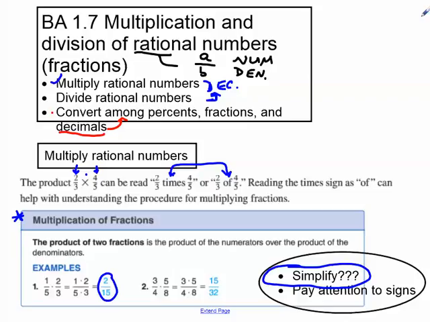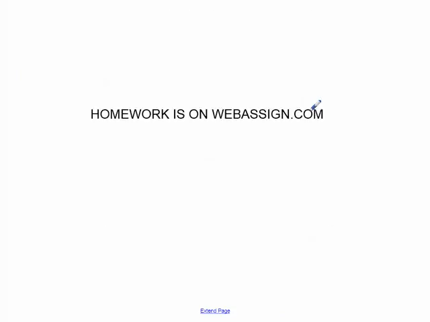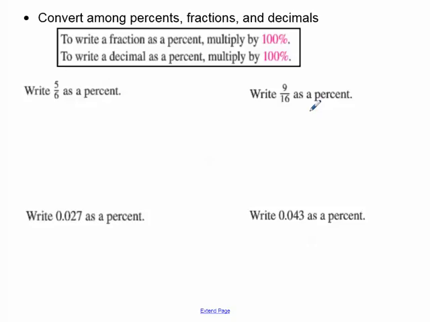All right, last one for rationals, rational expressions and multiplication. This is the one that's going to be a little bit more tricky, but it's going to be really pretty straightforward. We're going to multiply rational numbers, still inside that big idea, and we're going to convert among percents, fractions, and decimals. So I might give you now a fraction and ask you to convert to a percent or a decimal. In fact, that's what I'm going to do. All right, so let's convert among percents, fractions, and decimals.